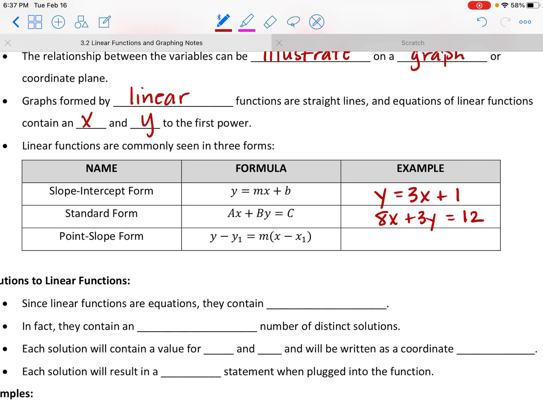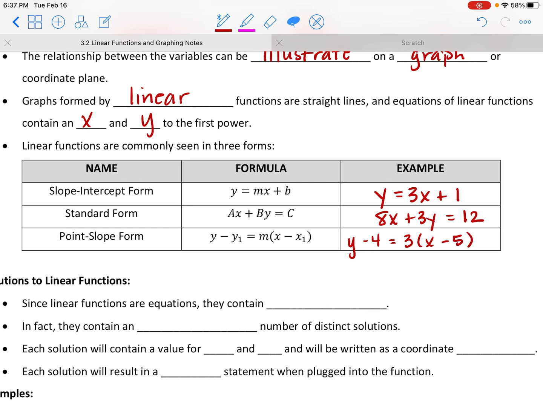And then the last one, which again, these aren't the only three forms, but these are the common forms, is y minus y1 equals m times x minus x1. This one we call point slope, where y, equal sign, x are going to stay. The rest of it gets replaced by numbers. So that's your formula. An actual example might be something like y minus 4 equals 3 times x minus 5. And I'm just making these numbers up.